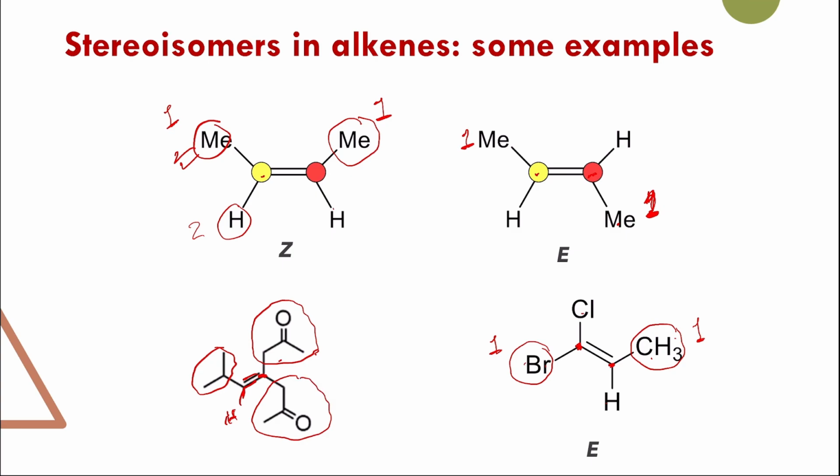And if there is no priority, then there are no isomers. So it's not Z or E. There are no isomers for this particular alkene. So you need to be careful and you need to assign the priority. If the two groups on the same carbon are exactly the same, then there is no Z or E isomer.